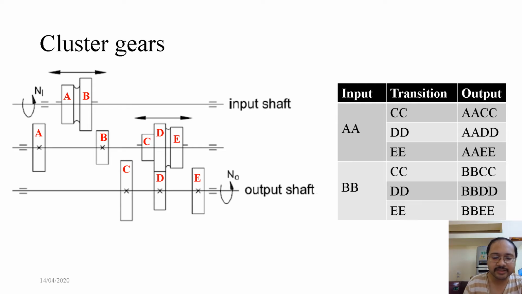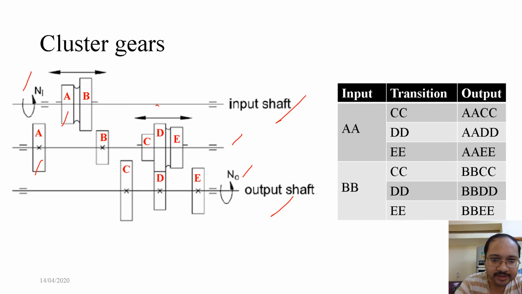Now coming to cluster gears, let us look at the figure. In the figure, we see there is an input shaft and an output shaft. The input shaft has a rotation Ni and the output shaft has a rotation No. Now there are a set of gears and also there is a transition shaft. Let us assume that all the gears are numbered, and if gear A meshes with gear A, the torque is now transmitted from the input shaft to the transition shaft.